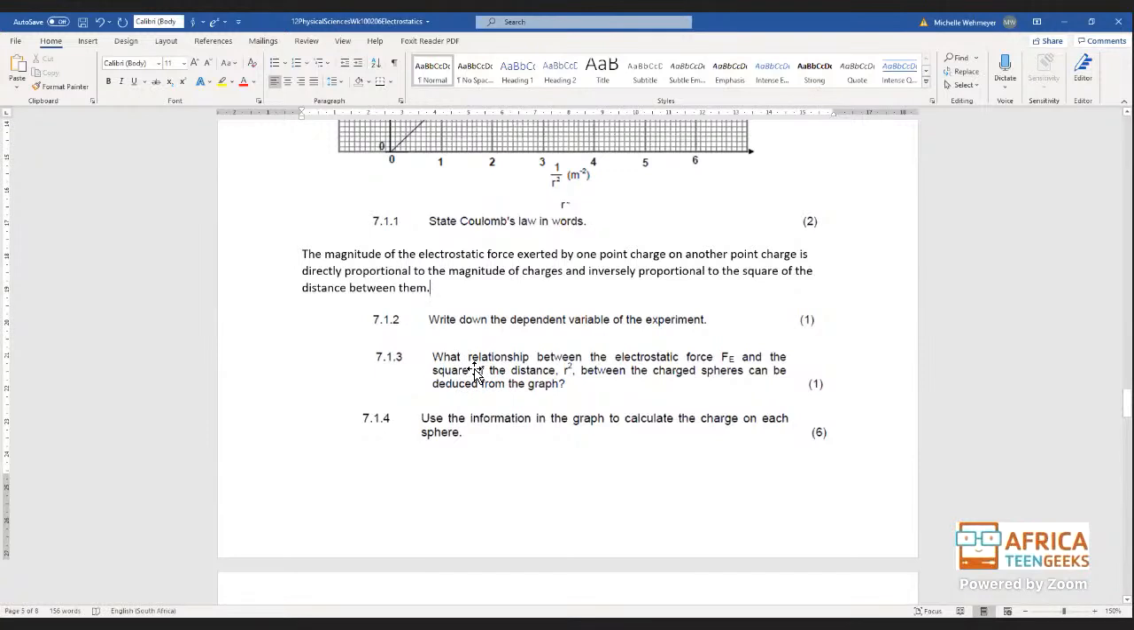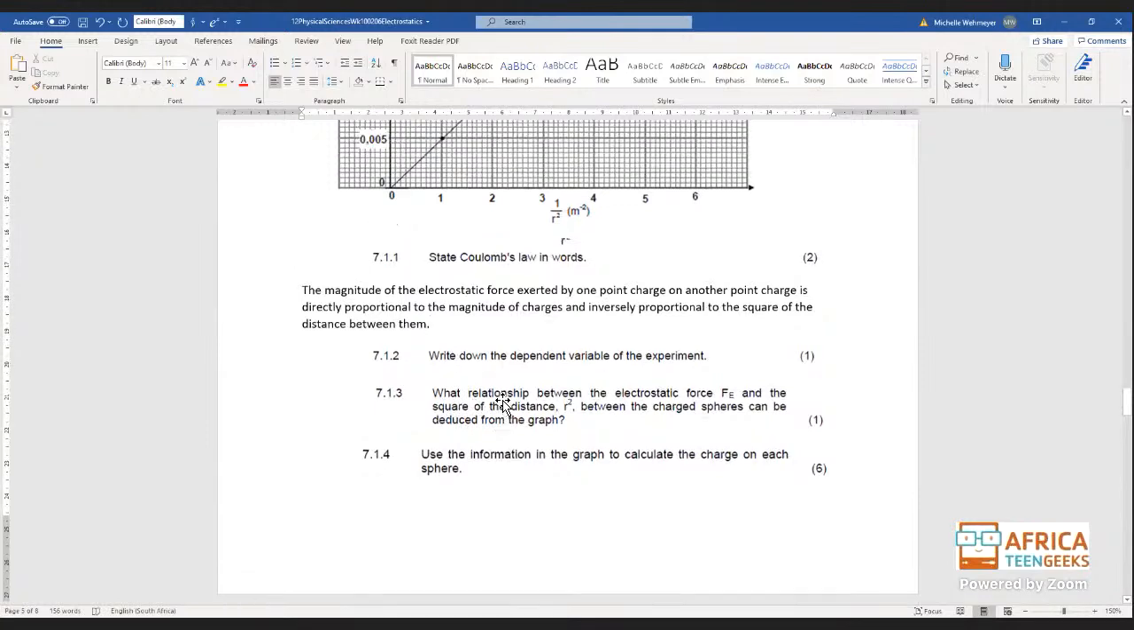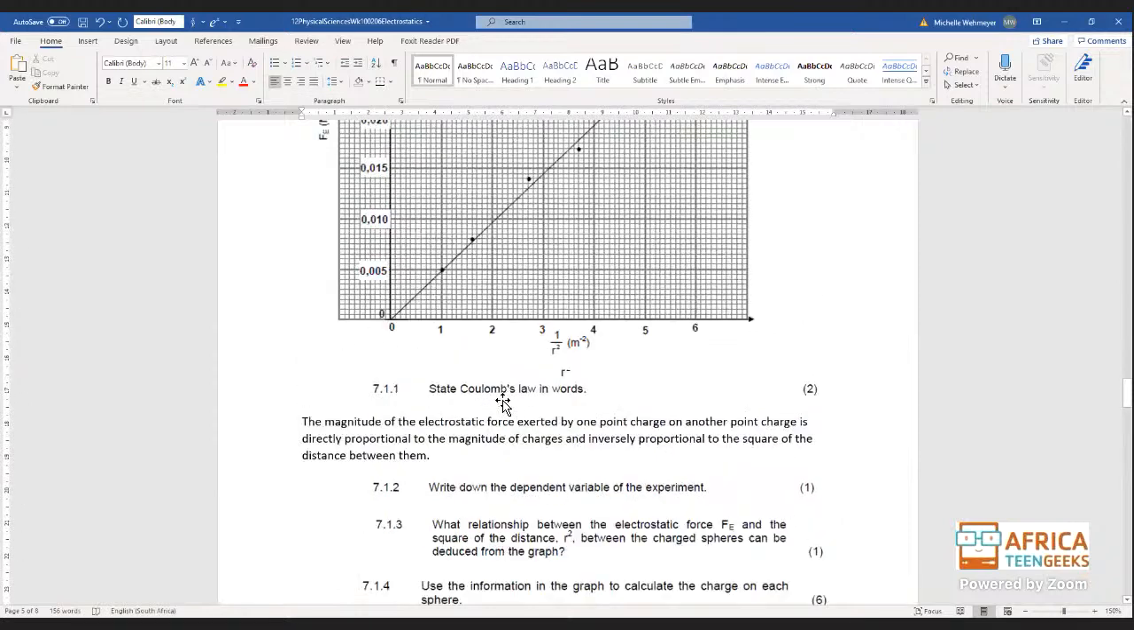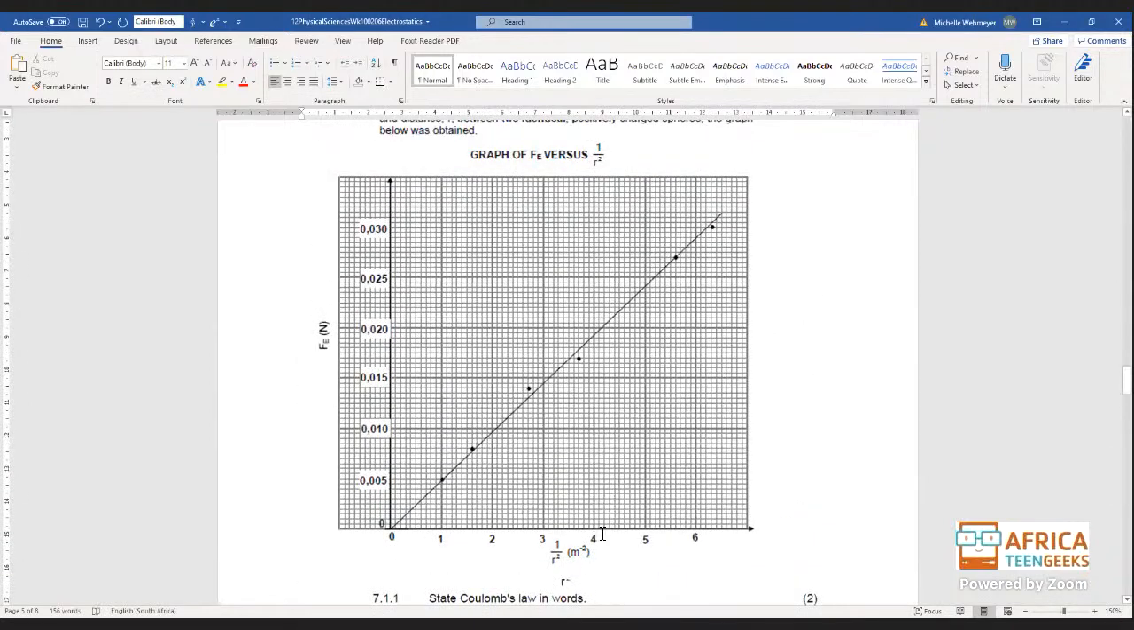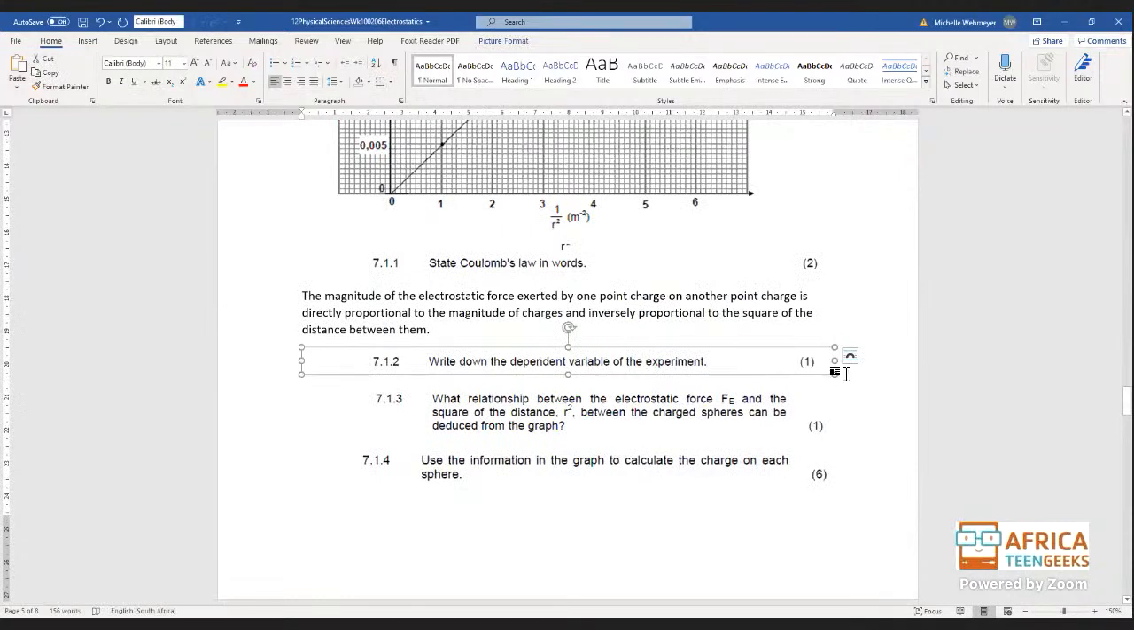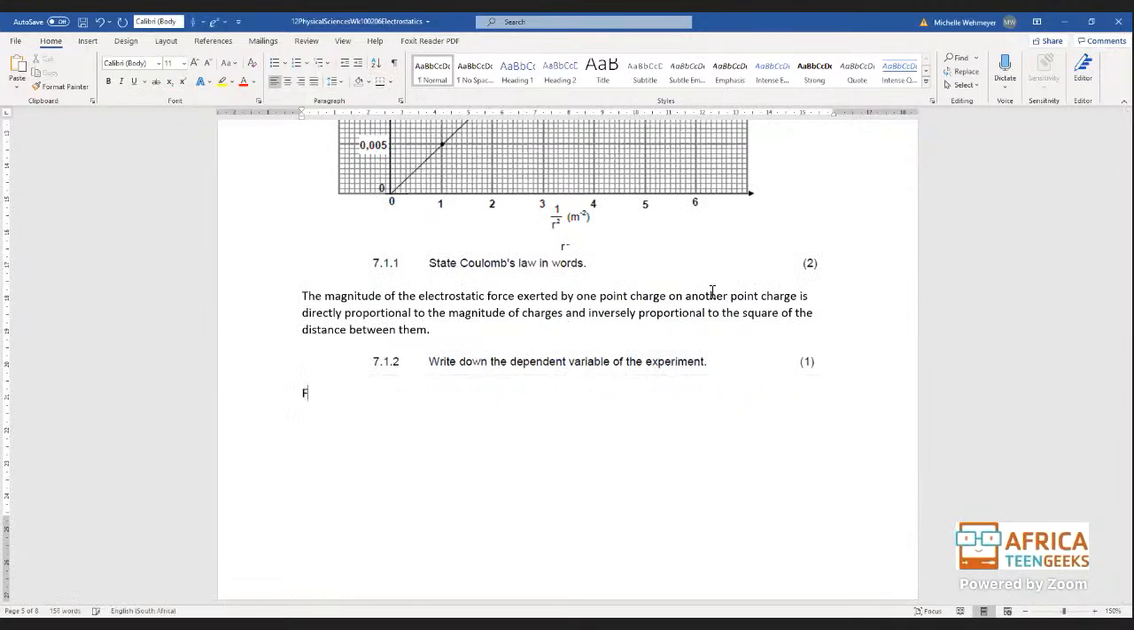Then question 7.1.2, they ask you to write down the dependent variable of the experiment. So always on the graph, your y-axis will be your dependent variable, the thing that you are looking for. So we would say that it is F E, and you could even just write the unit, even though you don't have to. So it is your electrostatic force.